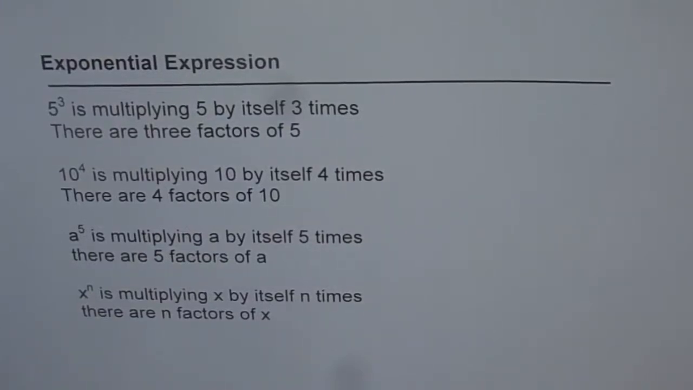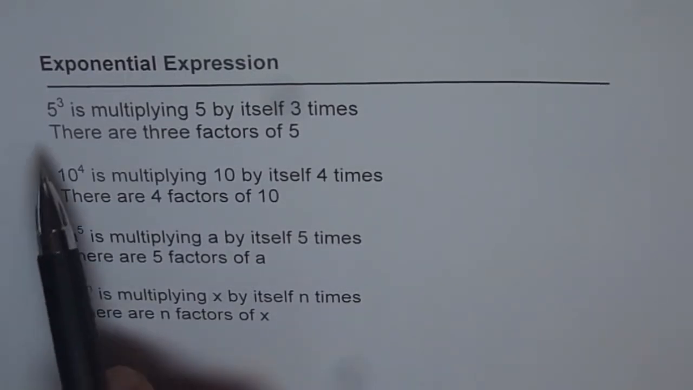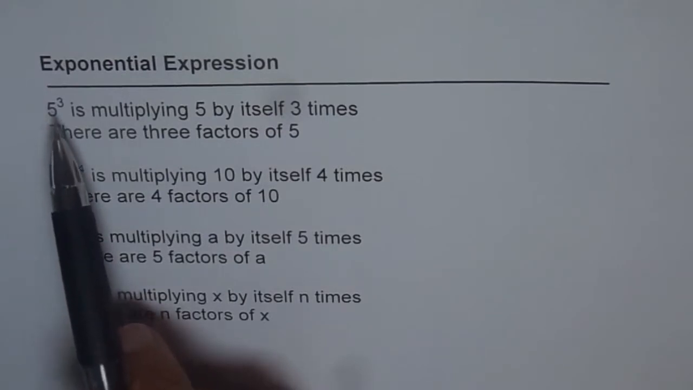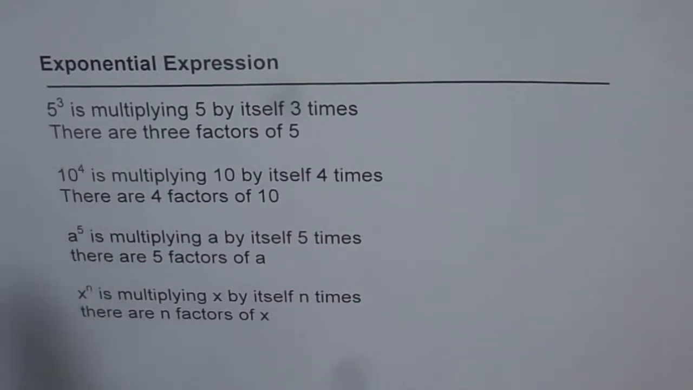Exponential expressions. Let's try to understand what exponential expressions are with the help of these examples. The very first one is 5 to the power of 3, which is multiplying 5 by itself 3 times. 5 to the power of 3 means what?